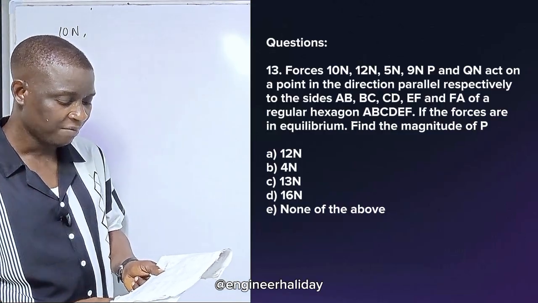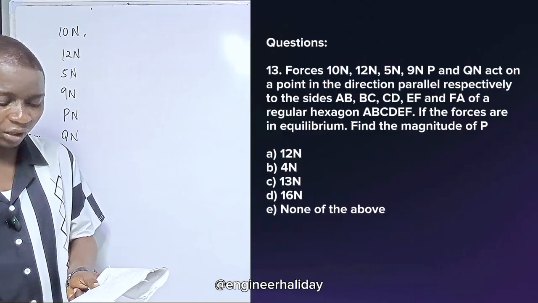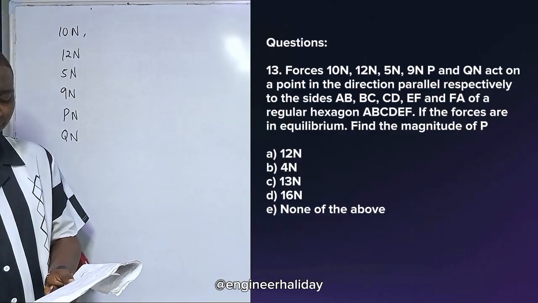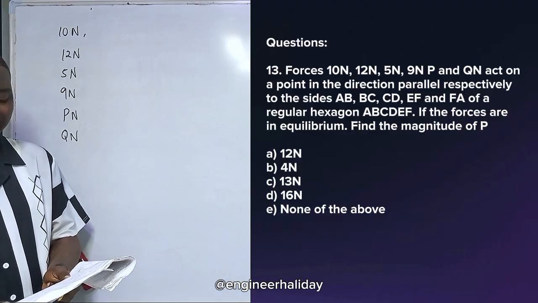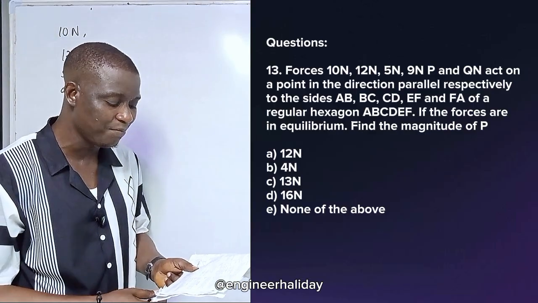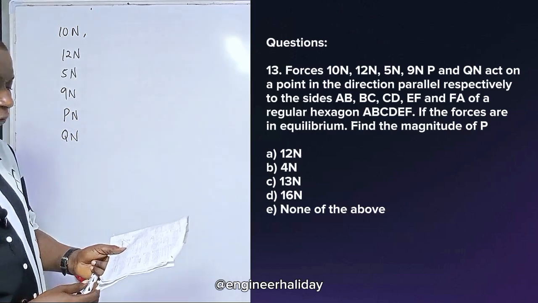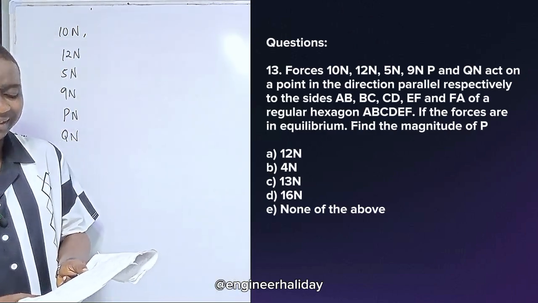in the direction parallel respectively to AB, BC, CD, EF, and FA of a regular hexagon ABCDEF. Now, if the forces are in equilibrium, find the magnitude of P.